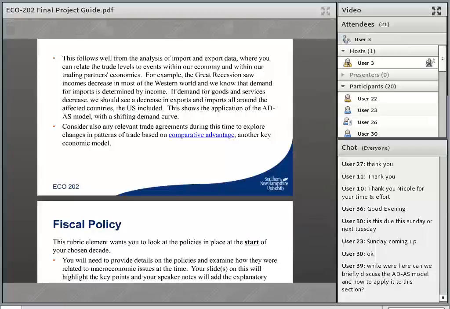So that's one example. You don't have to use the aggregate demand, aggregate supply model here. That's just one example. We do want you to talk about some of the models, but that's one. Again, you can talk about comparative advantage. That's another one that would fit in really well here if you don't want to go back to the aggregate demand, aggregate supply model, which I know we did a lot for fiscal policy and monetary policy.